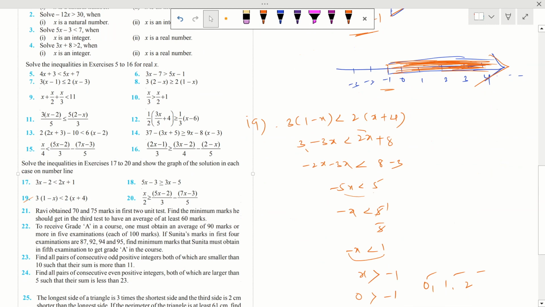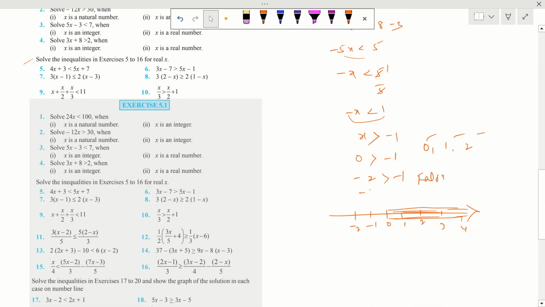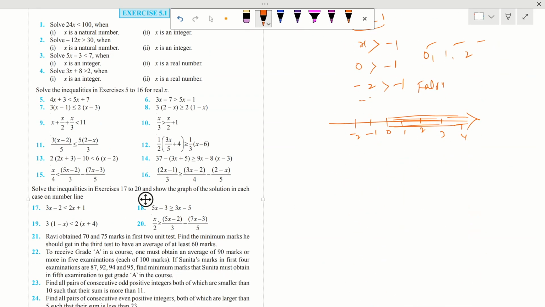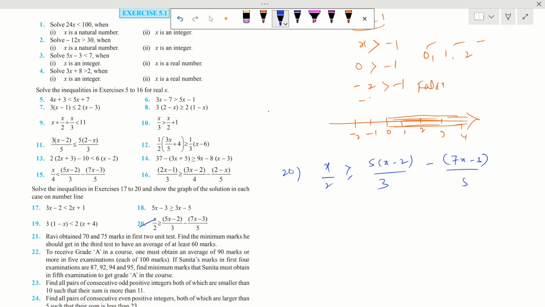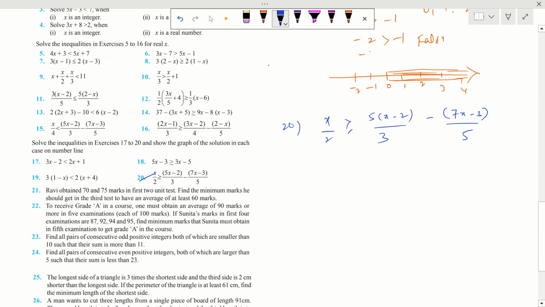Now come to the solution, 20th one. Okay, next problem, 20th one. So 20th one is given here. So 20th problem I'll write: x by 2 is greater than or equal to 5 into x minus 2 divided by 3, and minus in bracket 7x minus 3 divided by 5 is given. I will take just right here, before taking this term this side, I will take LCM.